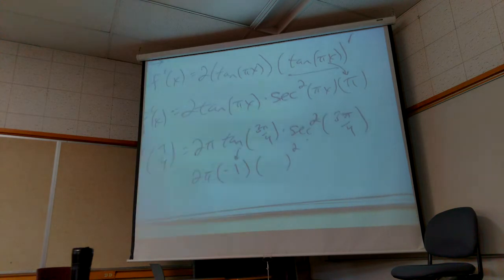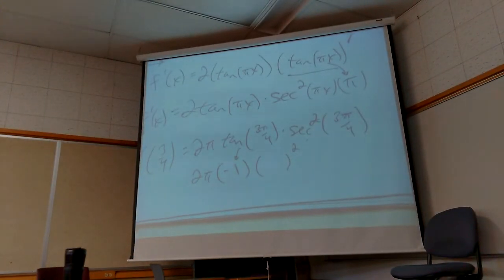Negative 1. And what's secant of 3 pi over 4? That's going to be 1 over what? What's secant related to? Cosine. What's cosine of 3 pi over 4? Not 1 over 2. Square root of 2 over 2, which remember is the rationalized form of 1 over square root of 2. Why is it better to think that way? Because secant is going to take that and flip it. That's square root of 2.